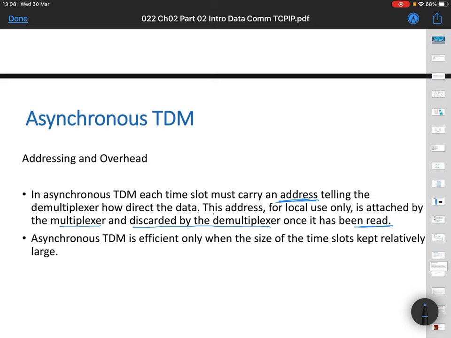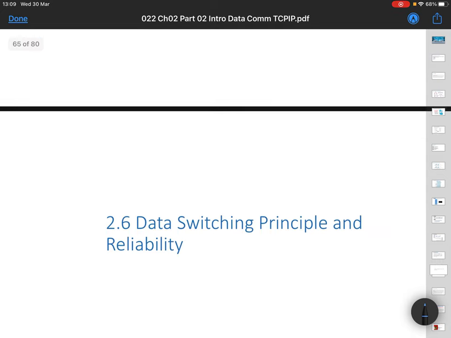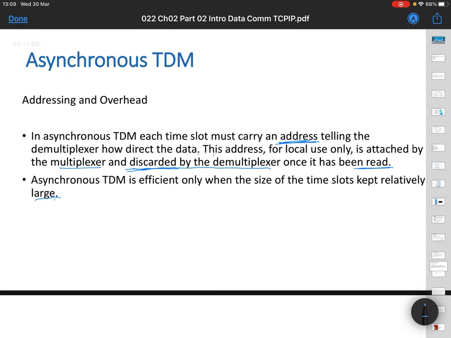Okay, so this address is for local use, meaning for use between multiplexer and demultiplexer. After the process of demultiplexing finishes, the address data will be removed, will be discarded. Asynchronous TDM is efficient only when the size of the time slot is relatively large. Okay, so that's all about asynchronous TDM.